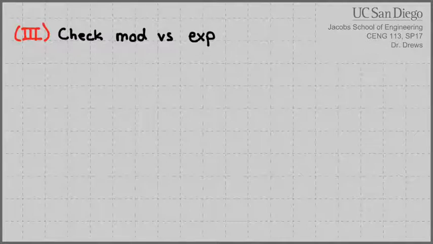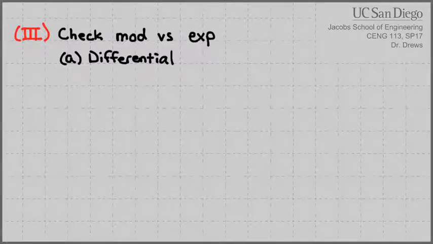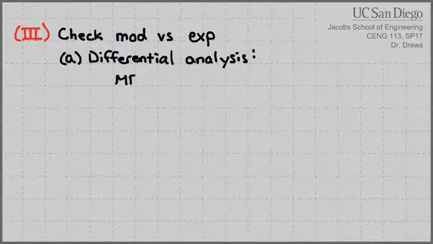There are lots of different ways that you can check things versus experiment. And just like step 2, there's about 3 that are of interest. Step 1 is to do what's called a differential analysis. So differential analysis says that we're going to take the material balance, we're going to combine it with our rate law, but then we are not going to integrate.